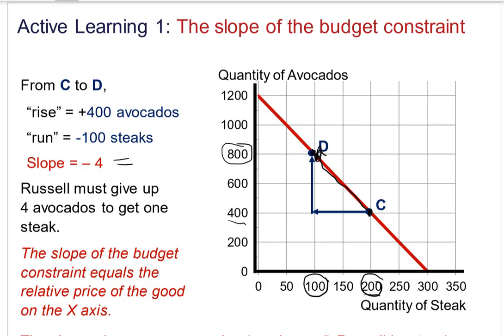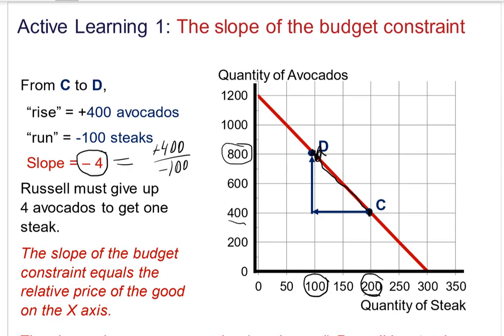So what he's doing is he's gaining 400 avocados, but he's giving up 100 units of steak. So that ratio gives us exactly -4. So this means the cost of a single steak is 4 avocados. In other words, to gain 4 avocados, he's giving up 1 steak.